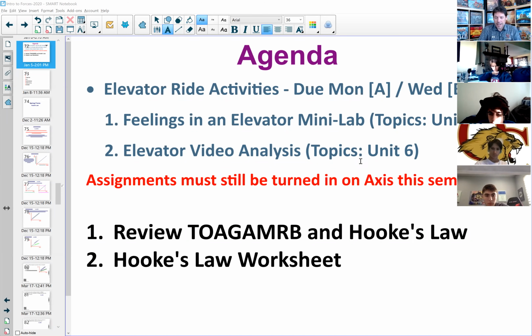So for the feelings in an elevator mini lab, whether you did it on campus with the spring scale and the little black weight, or whether you did it with a rubber band and something tied to the rubber band, it doesn't really matter. That's really just a single page document anyway. Hopefully you can scan it in such a way that it stays as one document, and hopefully you can get it to submit as a PDF. That's by far the safest route. So single document, PDF, if at all possible.